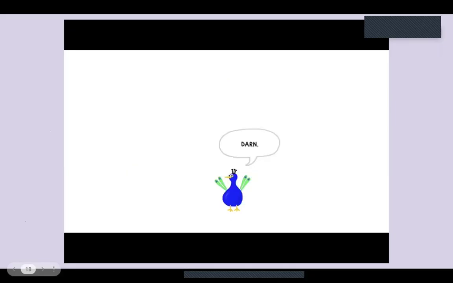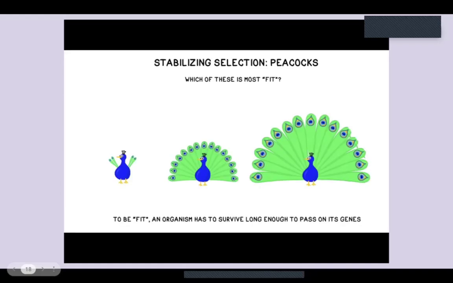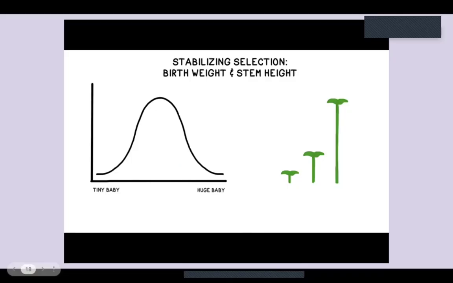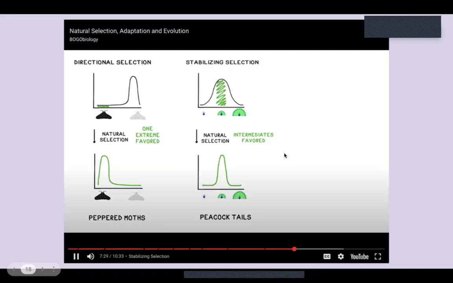Based on this, we might assume that the goal is to have as large of a tail as possible. However, in addition to attracting all the ladies, enormous tails have a couple of significant drawbacks. Males with exceptionally large tails are much more likely to be eaten before they have a chance to pass on their genes. The best of both worlds is to have a tail that is large enough to attract a mate, but not so large as to prevent you from flying. Male peacocks actually can fold up their tails and fly, but not very far. Other examples of stabilizing selection include birth weight in humans and stem height in plants. In both cases, the intermediate is favored.